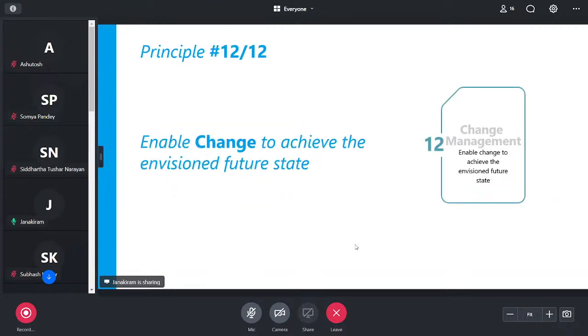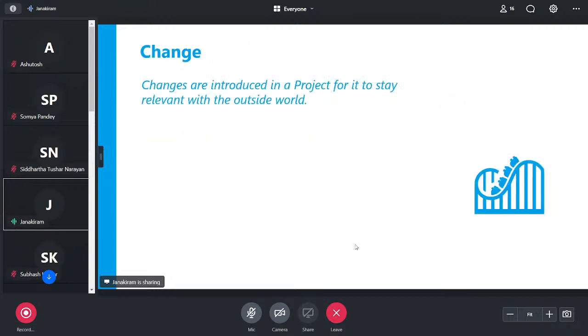So that's with resilience. And the final principle says enable change to achieve the envisioned future state. As I mentioned, more and more modern frameworks are welcoming change. Changes are introduced in a project for it to stay relevant with the outside world. That's the reason we have changes and we have to welcome change. The changes can come from internal or external sources.